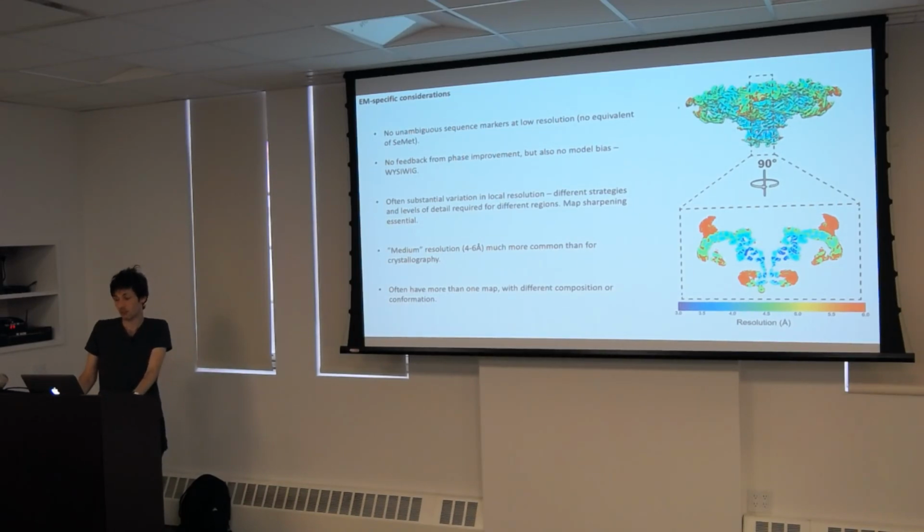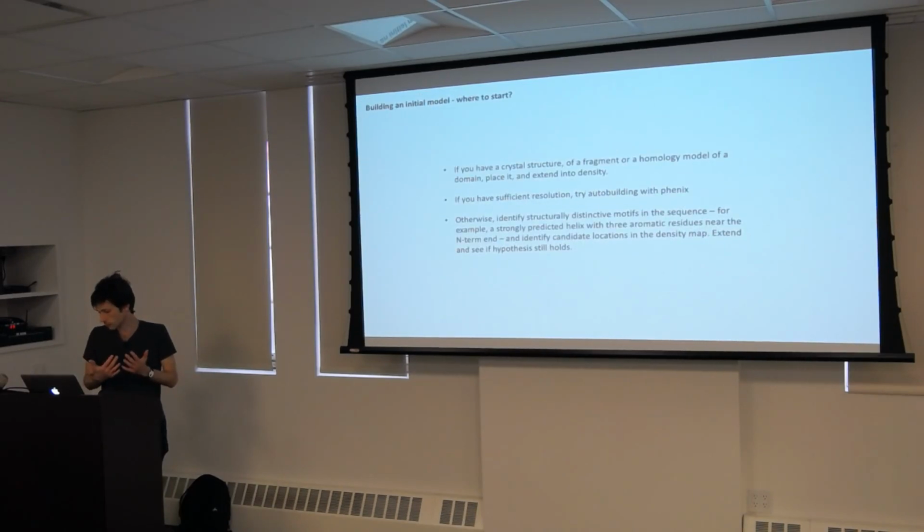And often we have more than one map to build with different composition and different conformation, and that gives a lot of benefits, but it also gives a lot of complexities. If you have one model to refine against 10 maps, that's a different problem than just building a single model against the only map that you have. So, just to go through where I would start with building an initial model.